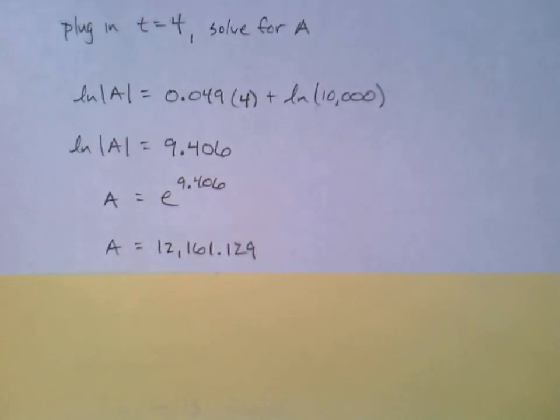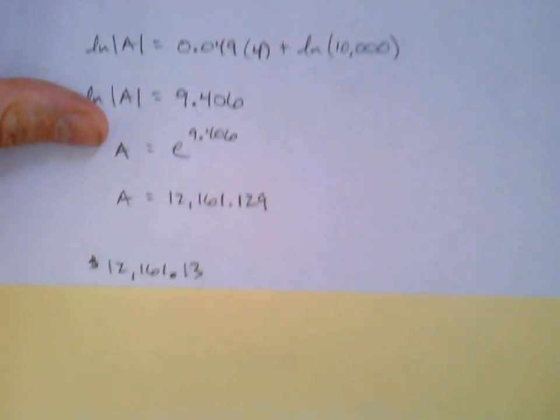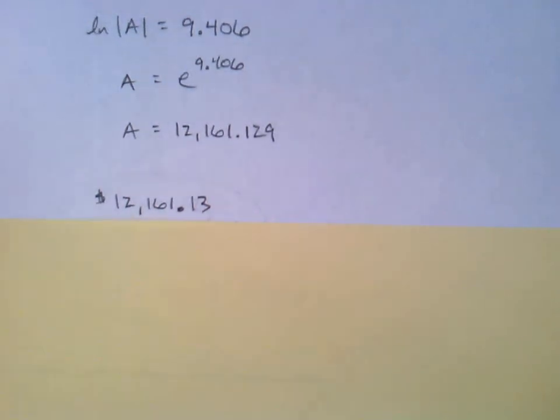Now you might be thinking, well, we're really talking about a dollar amount. So wouldn't it be appropriate to round this to the nearest cent? And yeah, definitely. Let's say the amount after 4 years is $12,161.13. That's pretty good. Now it's tempting to say that this is our answer, right? That's how much is in the account, or how much that CD is worth after 4 years.